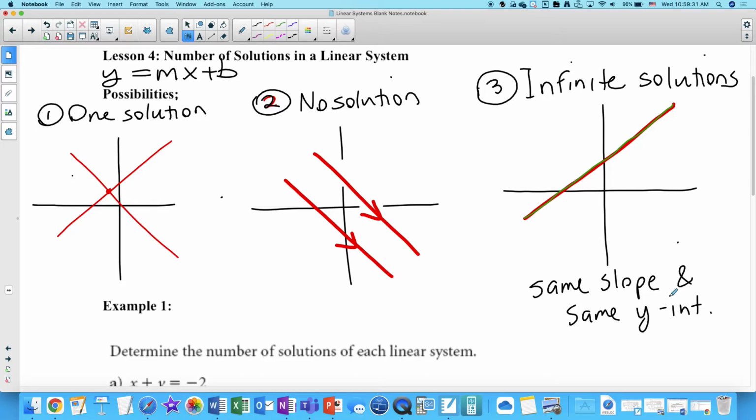What about if we have no solutions? What would you look for with the slope and the y-intercept? Yeah. You have different y-intercepts but the same slope. Yeah. If they're parallel, they have to have the same slope, right? But they have to have a different y-intercept because they need some space between them. If they have the same y-intercept, they'd be overlapping. So in this situation, these are parallel lines. We have to have the same slope, but a different y-intercept.